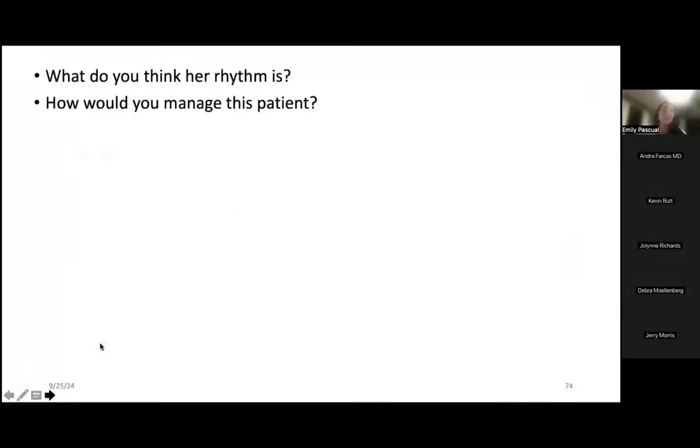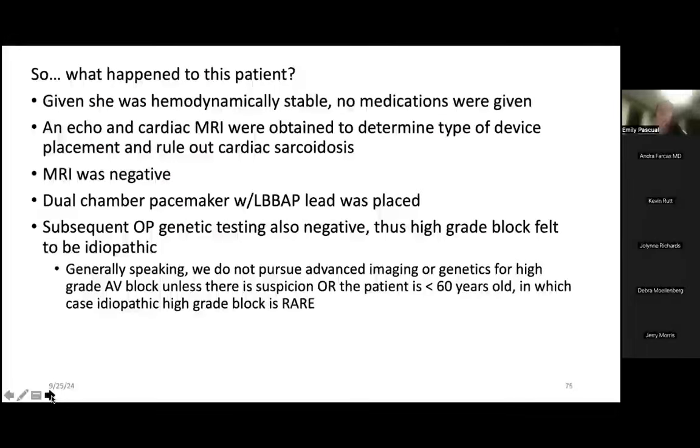So for this patient, she is also one of my patients. We did get called from her PCP. They actually were the ones who got that EKG. Given she was hemodynamically stable, we didn't give her anything. We did an echo and a cardiac MRI to decide what type of device we were going to give her.